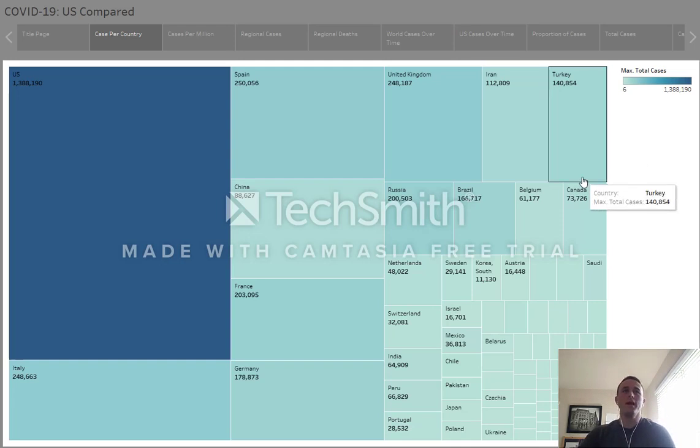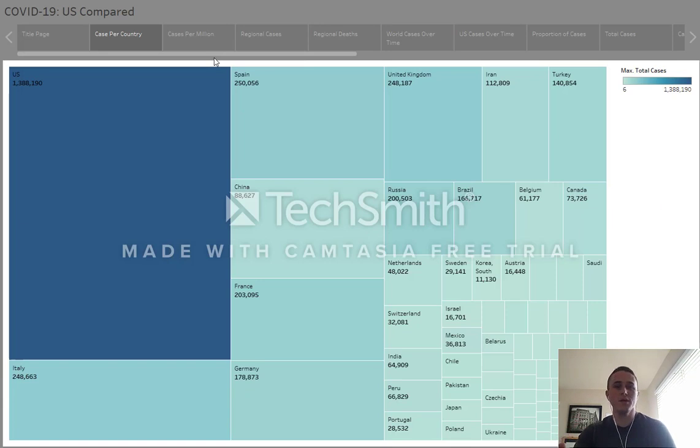Alright, so now that we see how many cases we've reported, let's look at cases per million, which is a better representation of how many people are actually sick in each country, because it already makes sense that the more people you have in your country, the more would be sick.